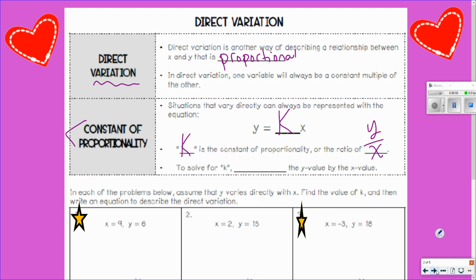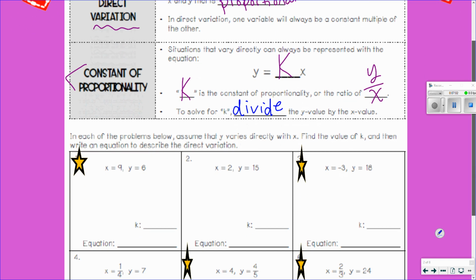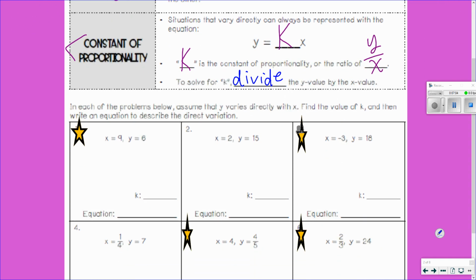To solve for k, you're going to divide the y value by the x value. Okay. Since somebody mentioned slope in the warm-up, is it the same as slope?